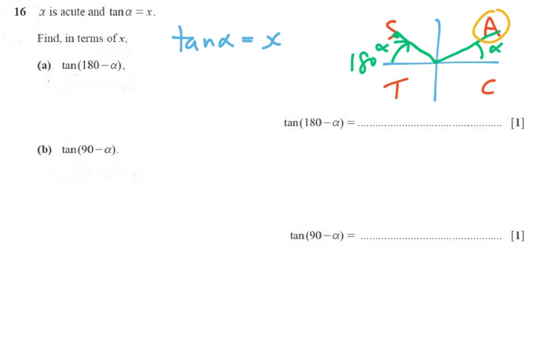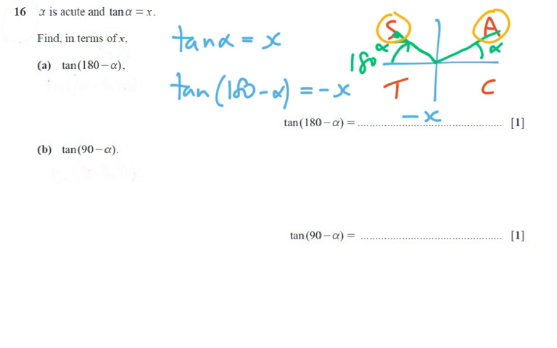Now in this quadrant, tan, cos and sine of the angle would all be positive. And it is, so tan of alpha is plus x. However, if it is in this quadrant, only sine would be a positive value. So it's going to be the same value, x, but it's going to be minus x. So tan of 180 minus alpha would just be negative x.